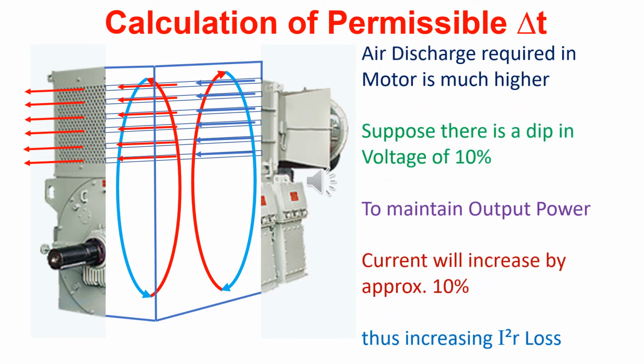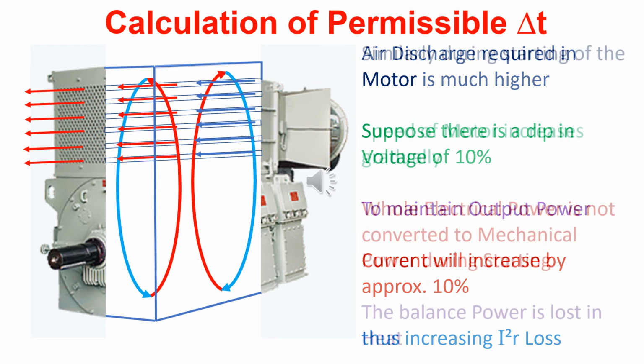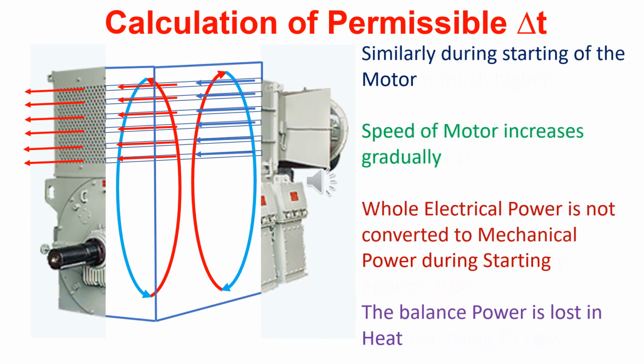Air discharge is kept much higher due to various other factors. There may be drop in voltage which increases stator current, thus increasing stator copper loss. Heat produced is more during starting. During starting, input power is not fully converted into mechanical power. The balance power is converted into heat.